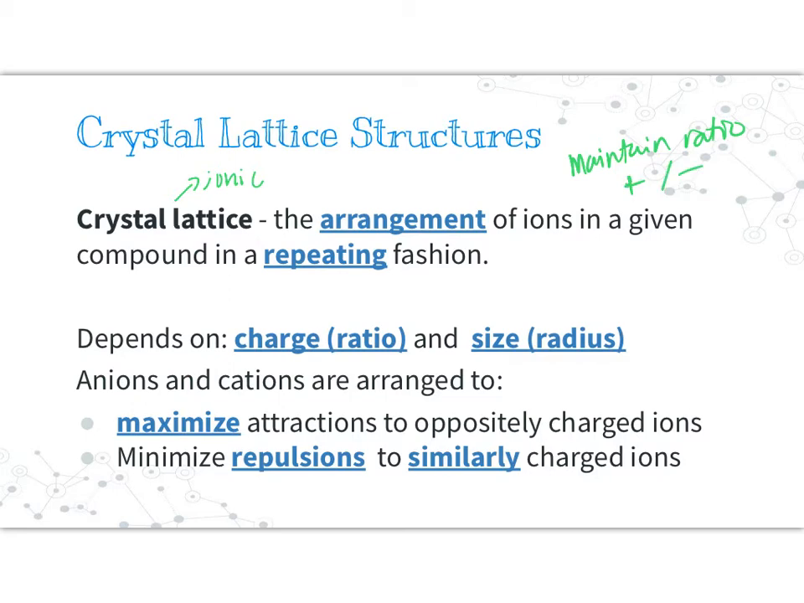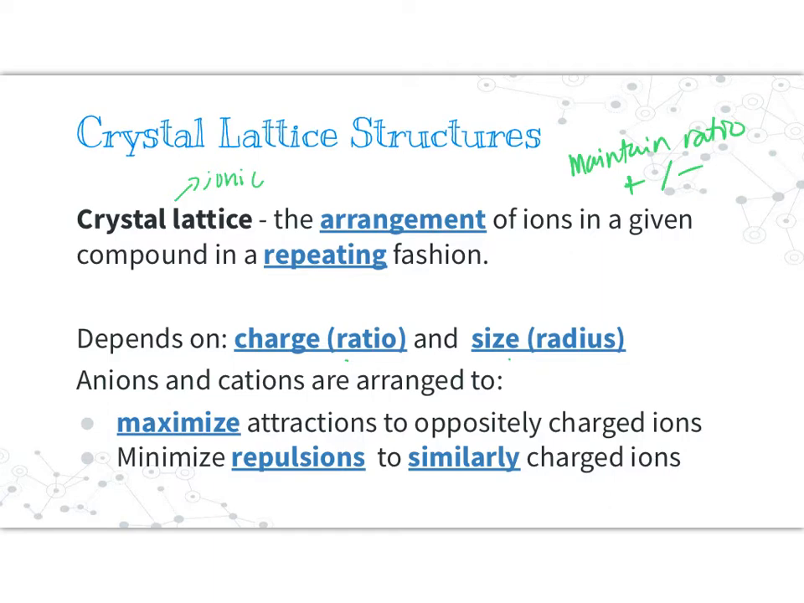Now, there's different ways that they can pack together and different arrangements they can have, and I said that they can be predicted. You do not have to know how to predict them in Chem 20. That is not what we are going to do. All we are going to say is that they may have different structures because of a few different things. There's a couple different reasons they can look different. They can have different charges or different sizes of ions in there.